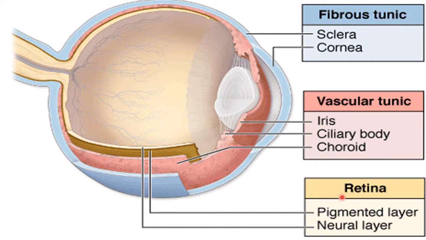The third basic coat and very important layer is the neural tunic, or retina. The retina is composed of the pigmented layer and the neural layer, which is the photosensitive layer of the retina. So these are the three very important basic coats of the eyeball.